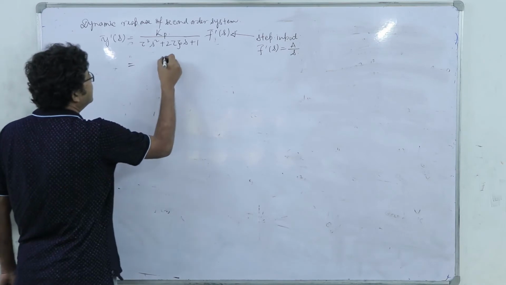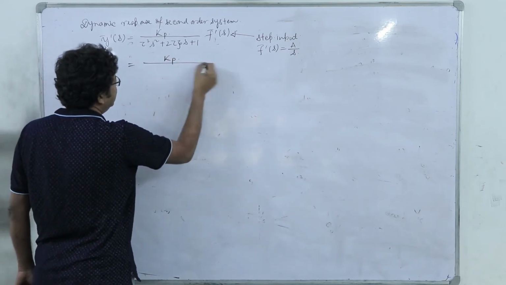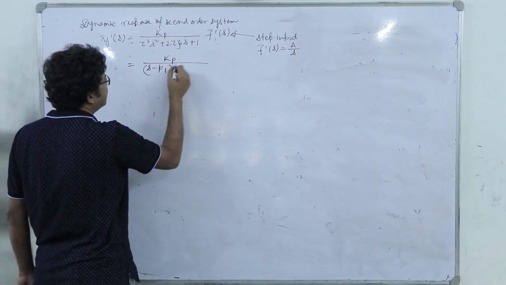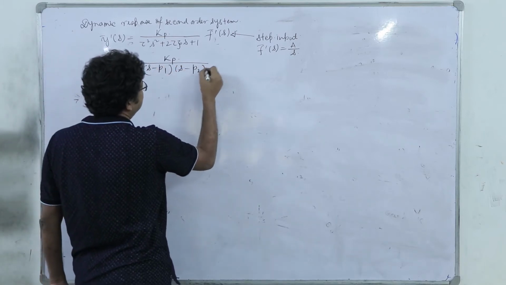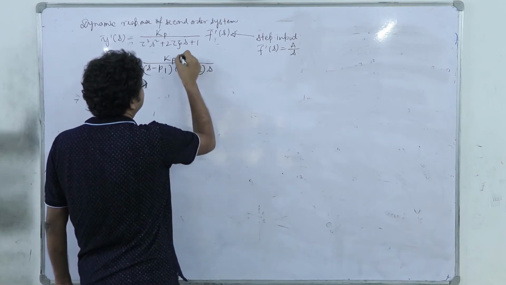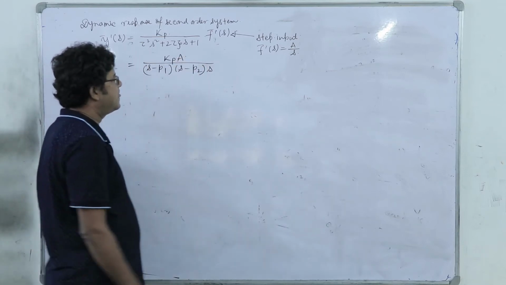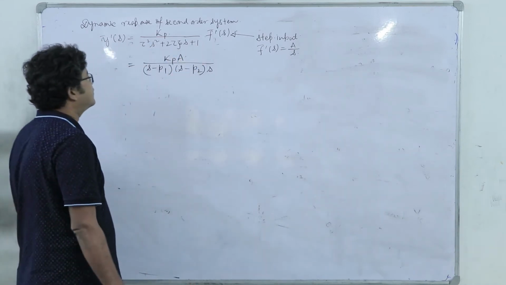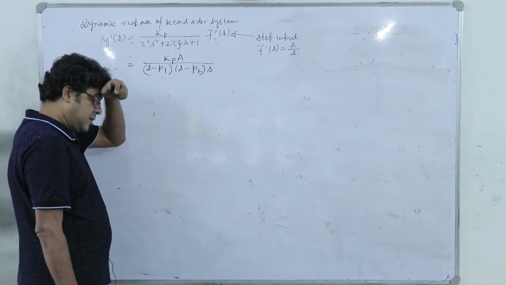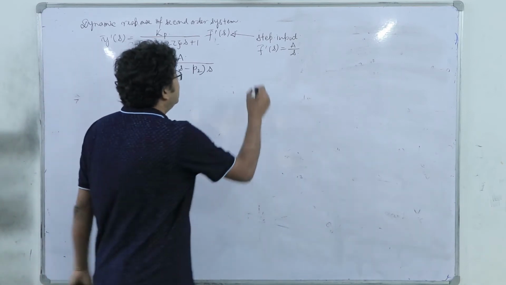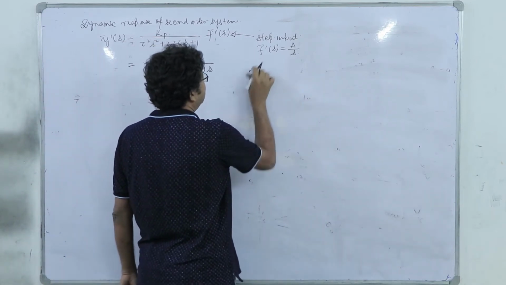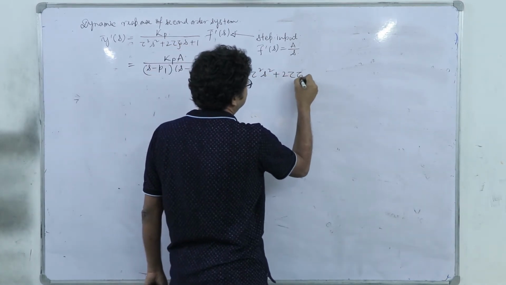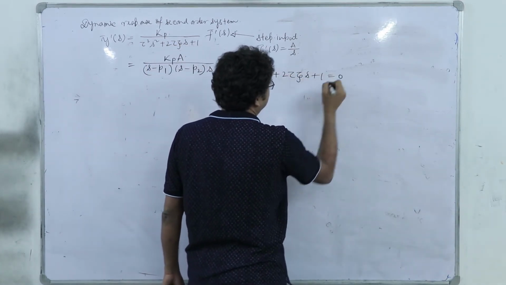Now you see that this will be Kp by (s minus p1) into (s minus p2) into s. Numerator is Kp into A. Now what will be p1 and p2? The roots of this equation, tau square s square plus 2 tau zeta s plus 1 is equal to 0.